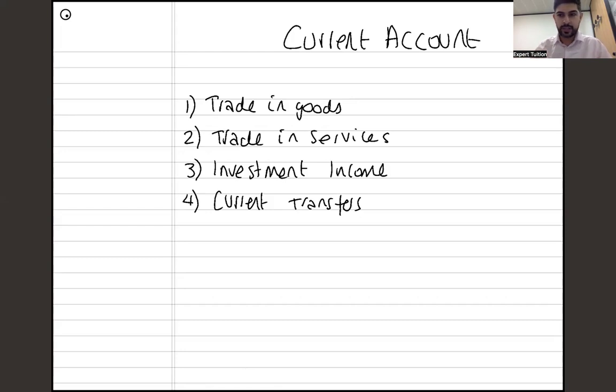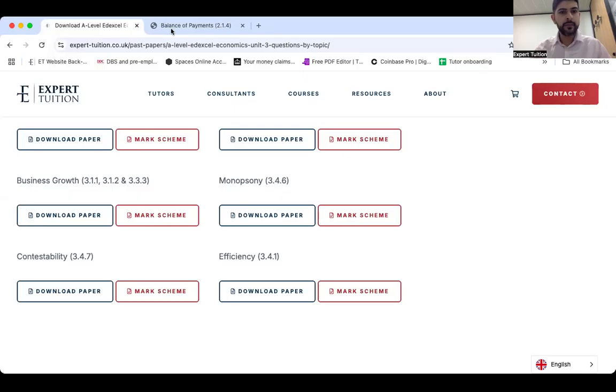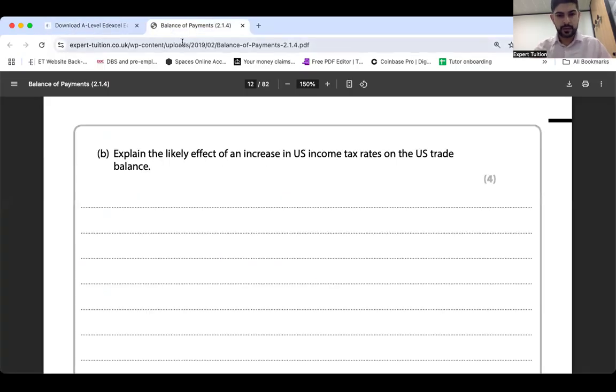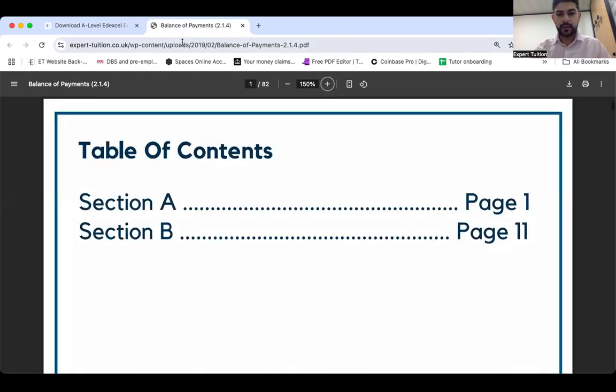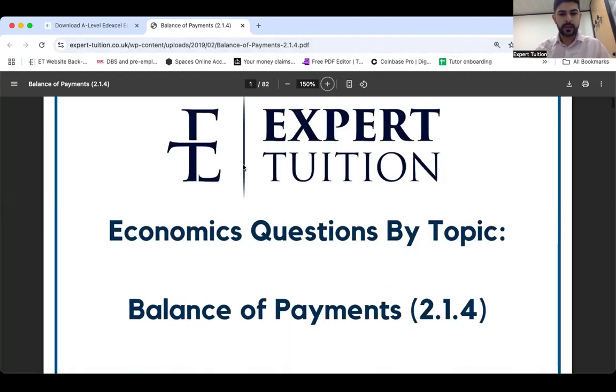Let's delve into questions because I think that's a lot more exciting and more fruitful. So, I'm going to open on our website. I've actually opened it already. The balance of payments. Here we go. Let's start from the beginning, actually. This is one of the booklets of questions by topic, and it's the balance of payments.